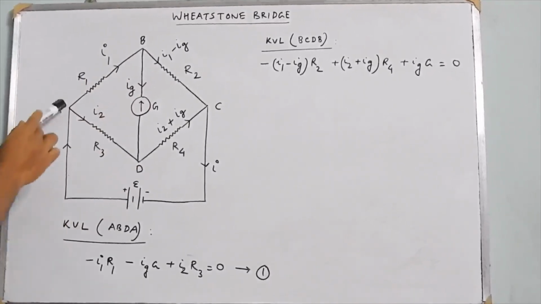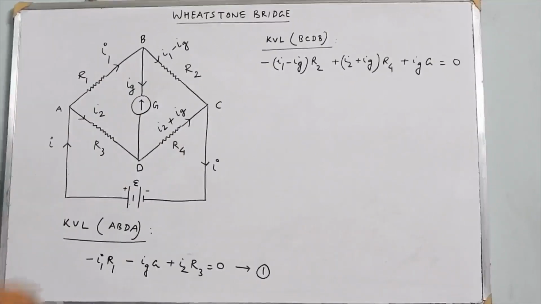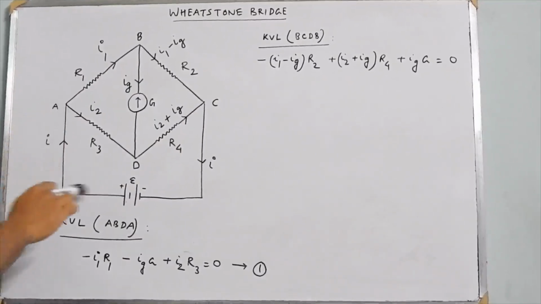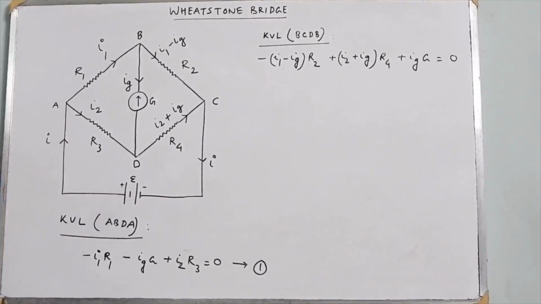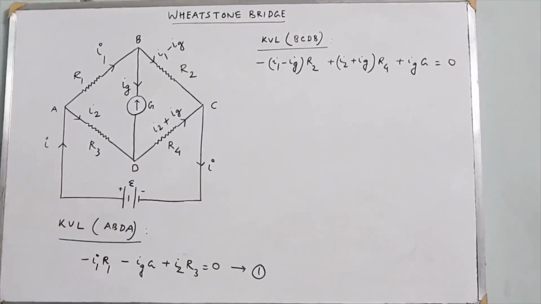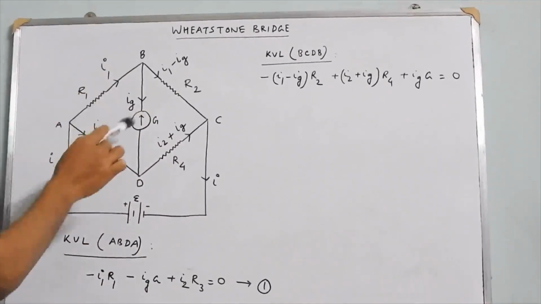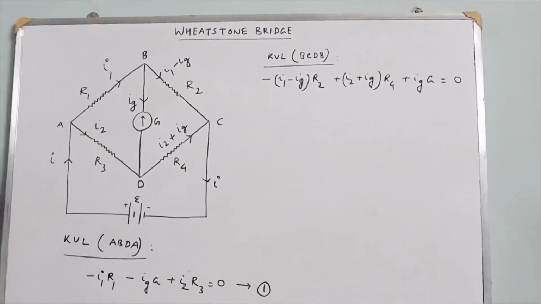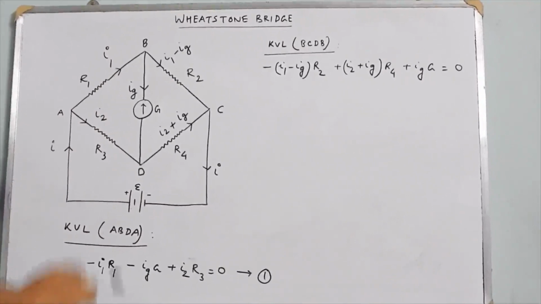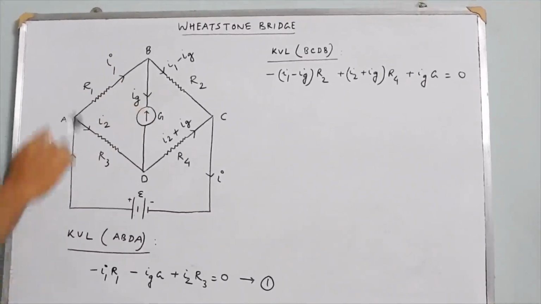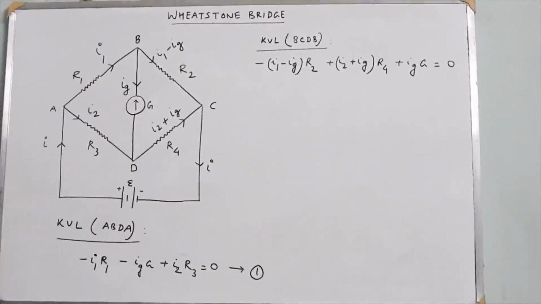The terminals A and C are connected to a battery, ideal battery of EMF epsilon, and the terminals B and D are connected by a galvanometer G. So this is a simple circuit which comprises of four resistances and a battery.